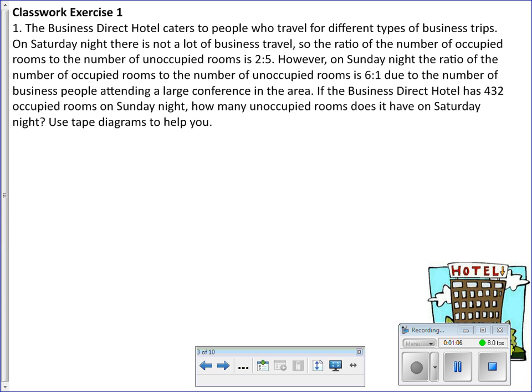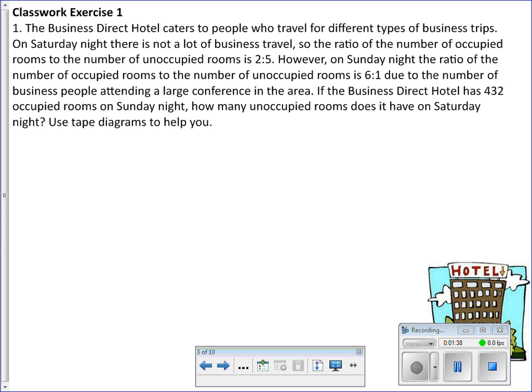Okay, the Business Direct Hotel caters to people who travel for different types of business trips. On Saturday night, there's not a lot of business travel, so the ratio of the number of occupied rooms to the number of unoccupied rooms is 2 to 5. However, on Sunday night, the ratio of number of occupied rooms to the number of unoccupied rooms is 6 to 1 due to the number of people attending a large conference in the area.